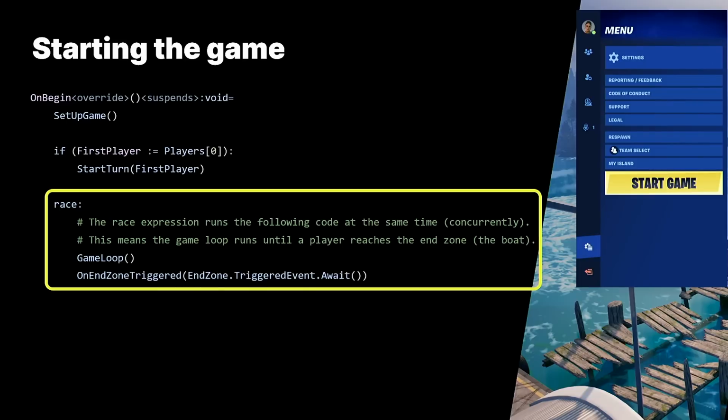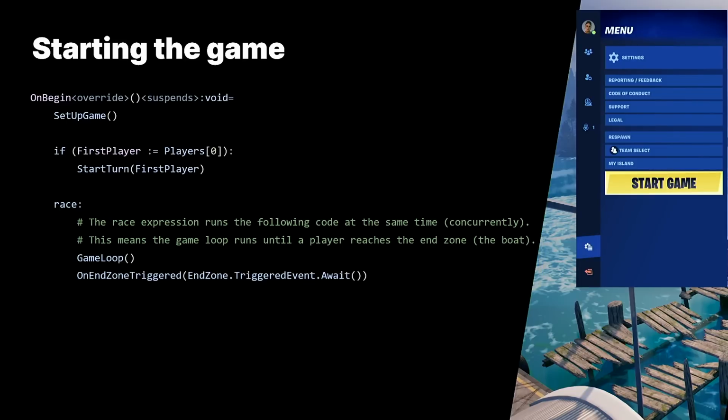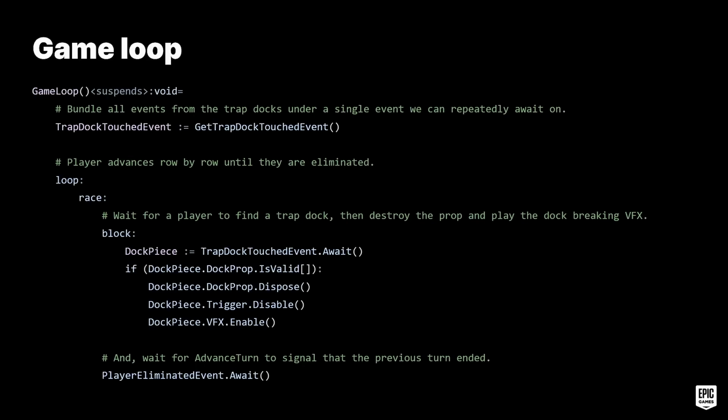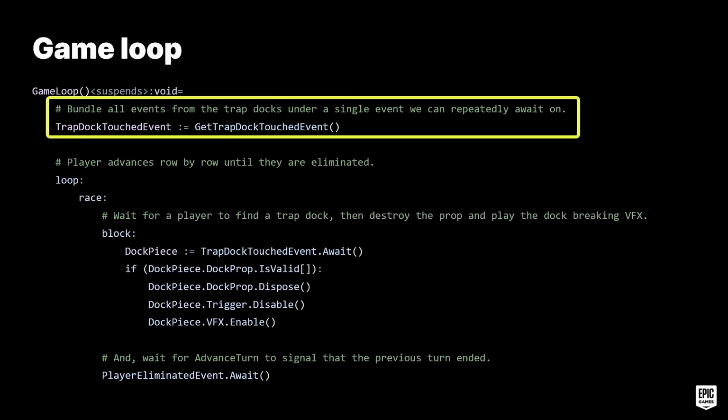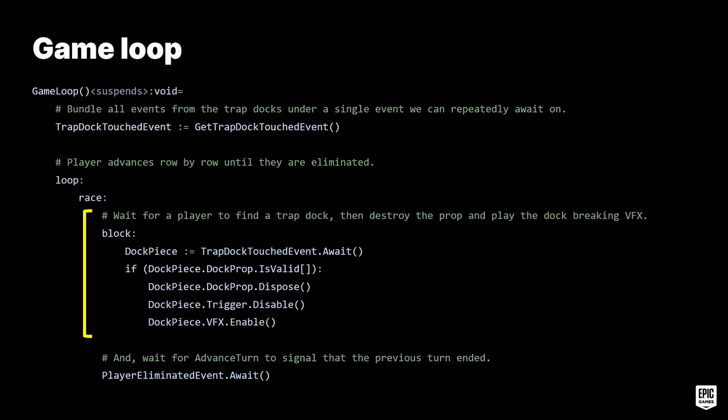So we've set up our game loop. Now let's see what it looks like. And this is going to be the heartbeat of our game. So first, we will collect all the trigger device events into a single event that we can wait on. Then we'll start our loop, which repeats until the game ends. And the race expression here works the same as in the OnBegin function.